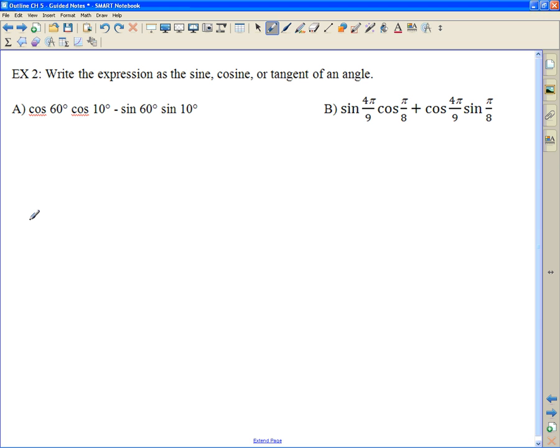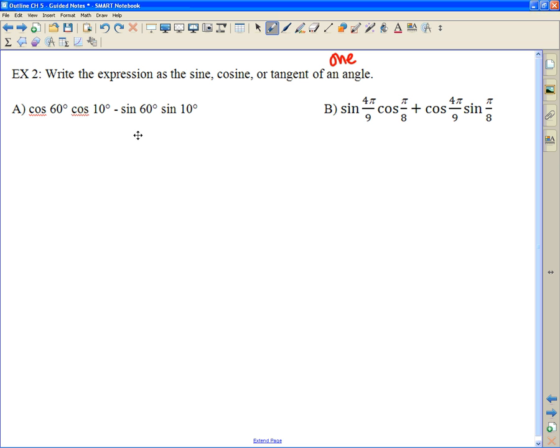Last thing for today. This video is much shorter than the last one that we've done. We need to condense, write the expression as a sine, cosine, or tangent of an angle. So one angle, not two. So what you have to do is recognize the pattern. Is this the sum of cosines? Is it the sum of sines? What are we looking at? Is this a tangent problem?